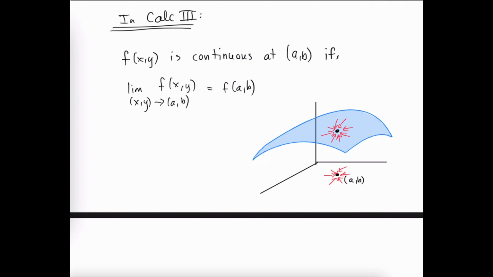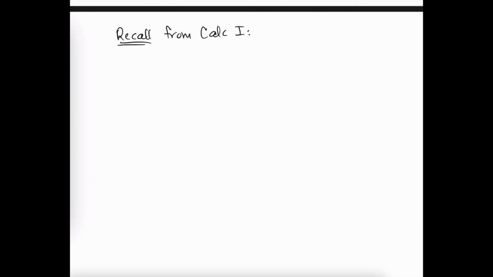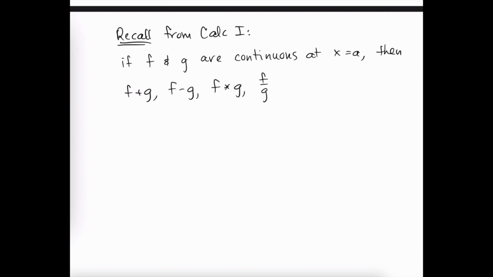But unfortunately, to show that a limit exists, we would need the precise definition of a limit, which of course is challenging. So instead of doing that, we're actually going to use a more algebraic and graphical approach. So again, from Calculus 1, if we know that two functions are continuous at a domain element, then we can say that f plus g, f minus g, f times g, and f divided by g are all going to be continuous as well over their domains. And that can be brought forward into our Calc 3 discussion.